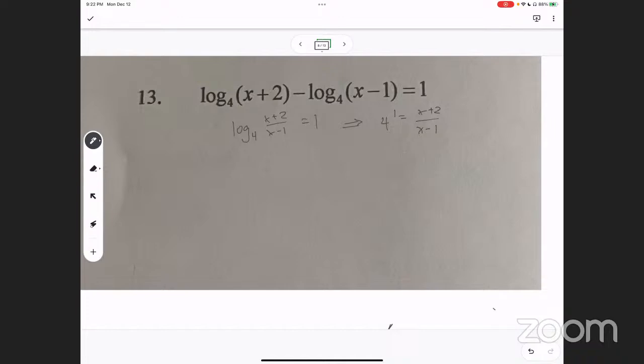Got it? And so that means now multiply x minus 1 to both sides. Now distribute the 4 in. Now subtract x from both sides. Add 4 to both sides. Divide both sides by 3. Check your answer. When I plug in 2 here and 2 here, I get 1 minus 0 equals 1. Cha-ching.